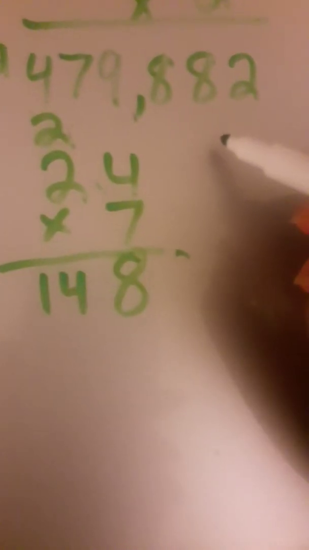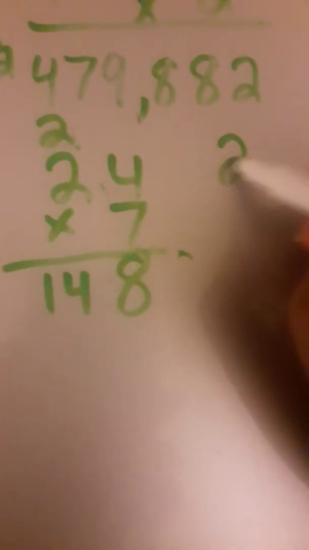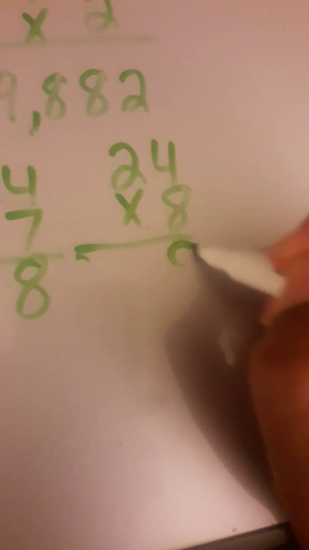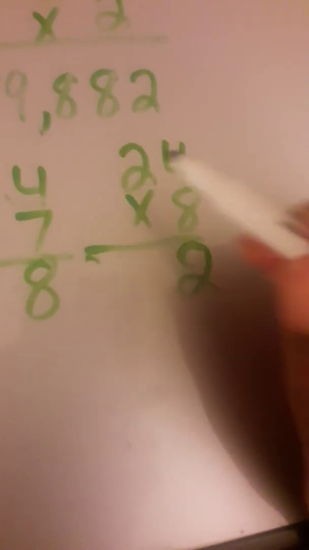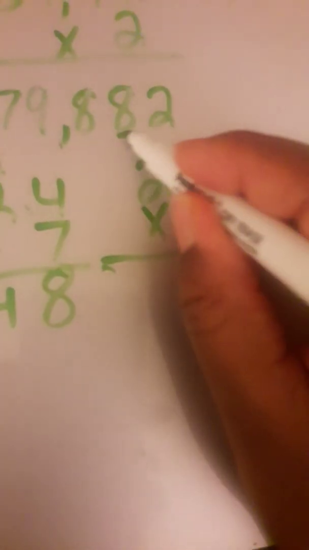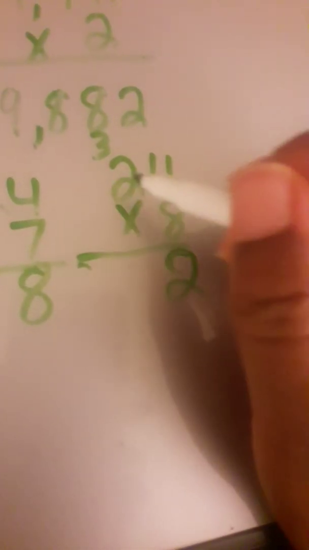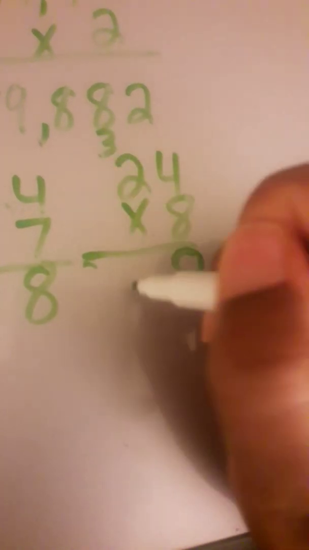So let's try 24 times 8. And so 8 times 4 is 32. So we carry that 3, and then we say 2 times 8 is 16. With that 3 is 19, 192.